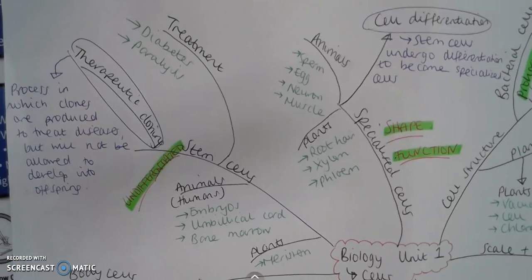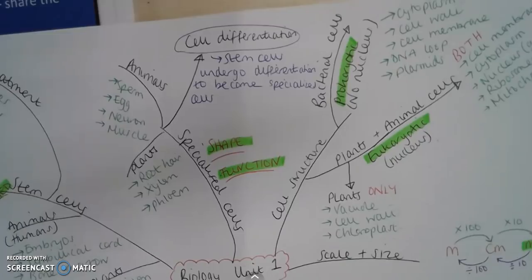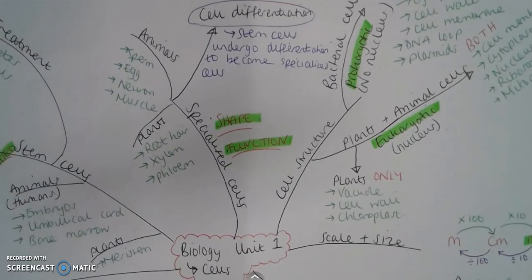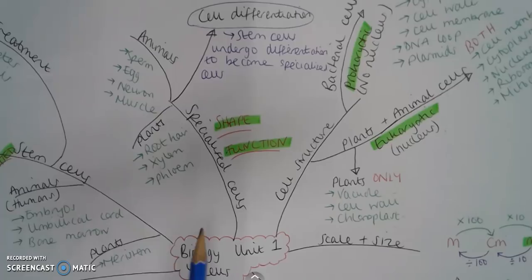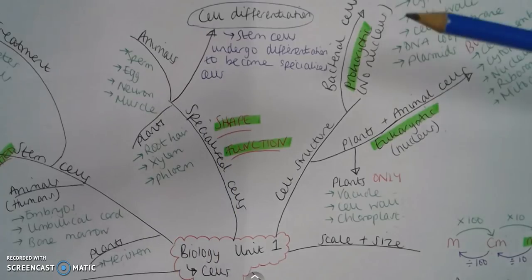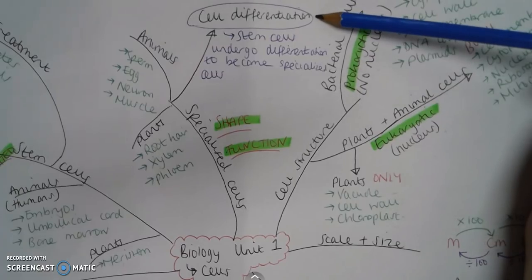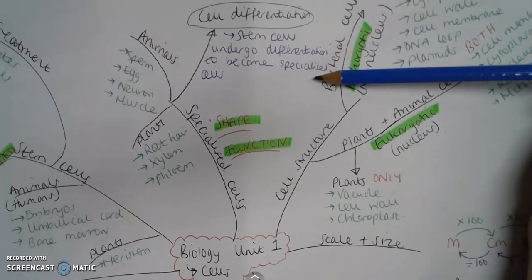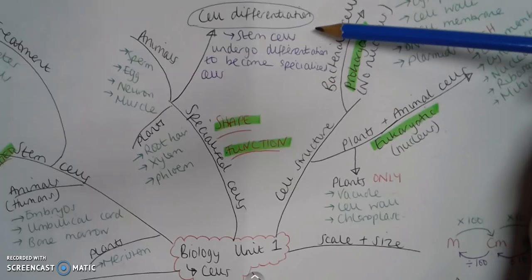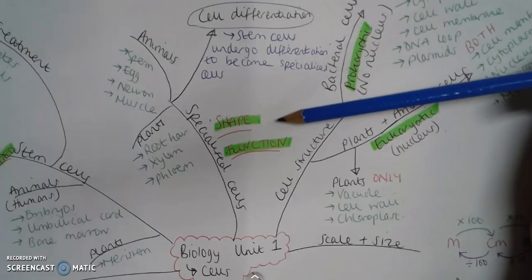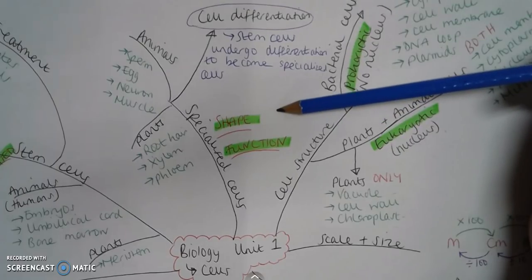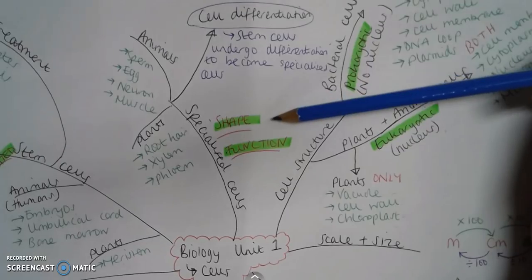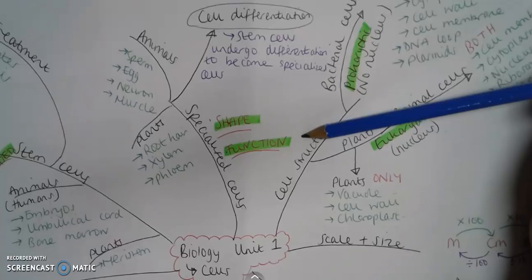So the final section then that we need to look at just to finish this cells mind map off is the specialised cells. Now, these specialised cells are ones that have undergone cell differentiation. So it's when stem cells undergo differentiation to become specialised cells, and in that process their shape will change, they will gain or lose different subcellular structures, and the reason that takes place is so that they can carry out their specific function.